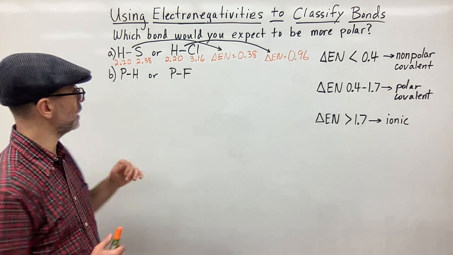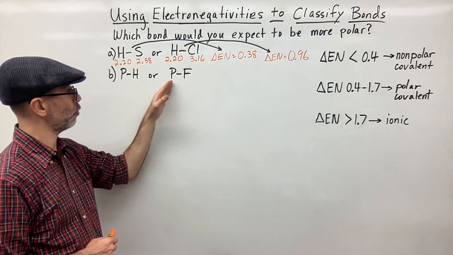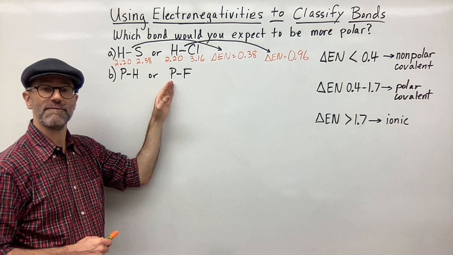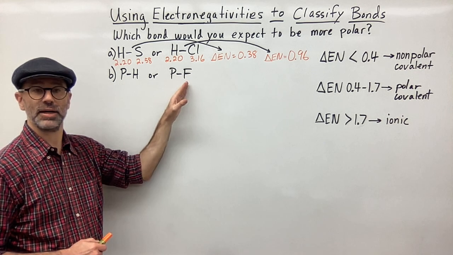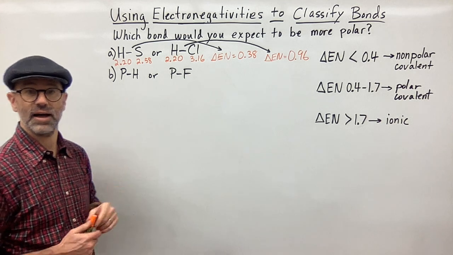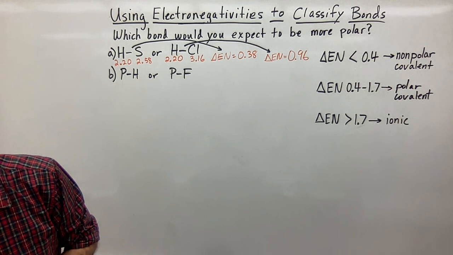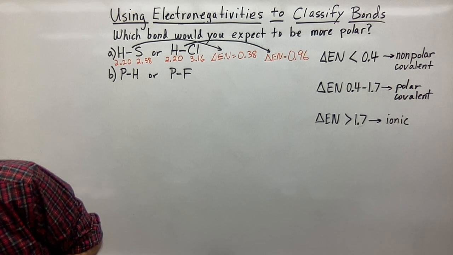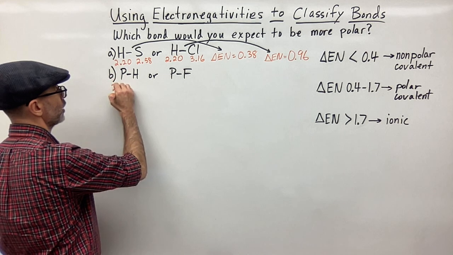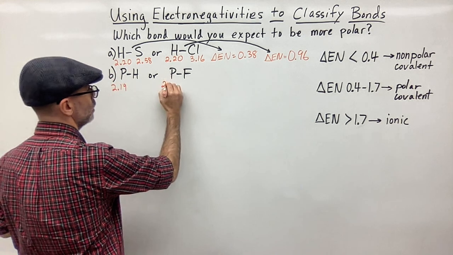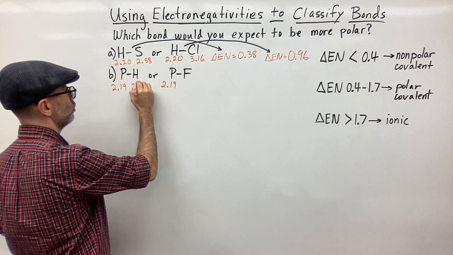Okay, now what about B here? So here we've got a phosphorus and hydrogen bond and a phosphorus fluorine bond. So again, here we have phosphorus as the common atom. So the electronegativity difference is going to depend on fluorine and hydrogen themselves. So let's look up the electronegativity of phosphorus. Phosphorus has an electronegativity of 2.19. Hydrogen again has 2.20.